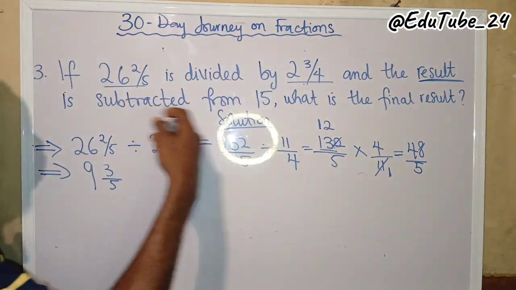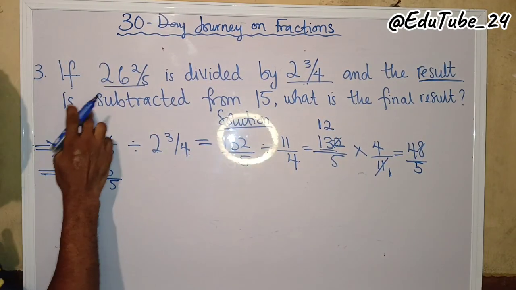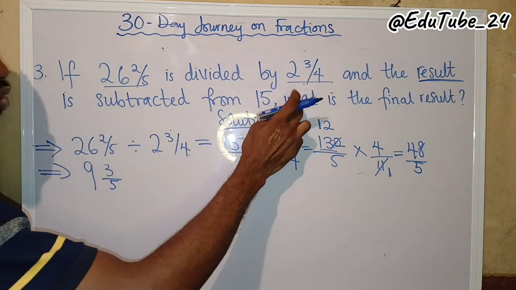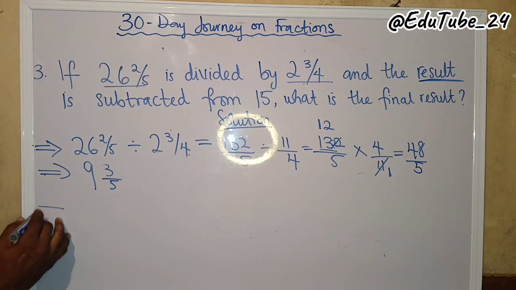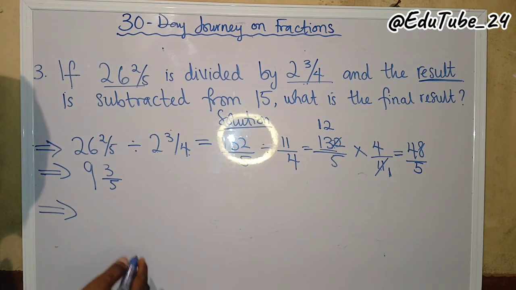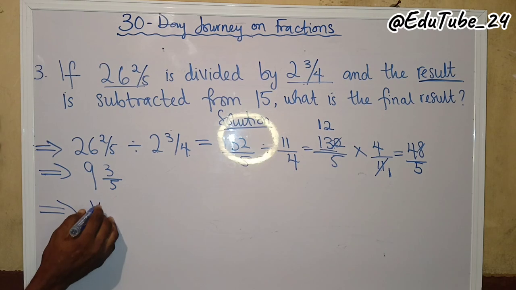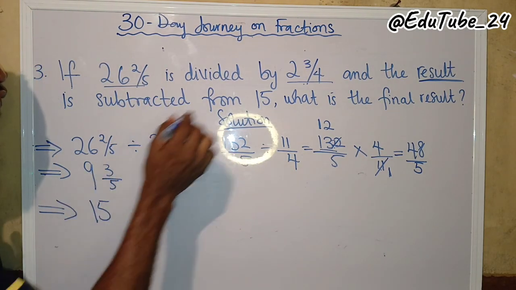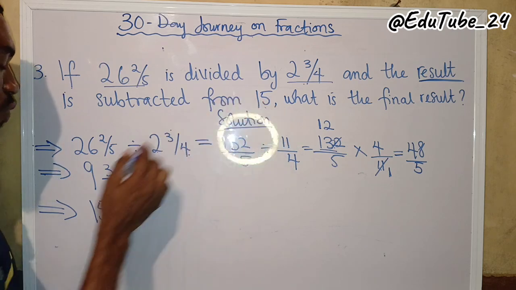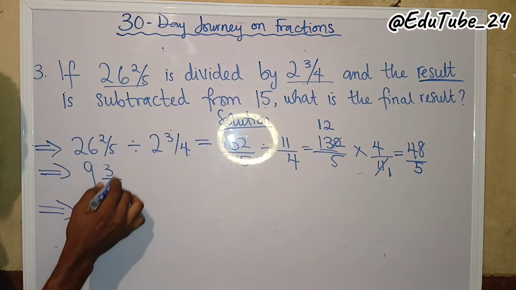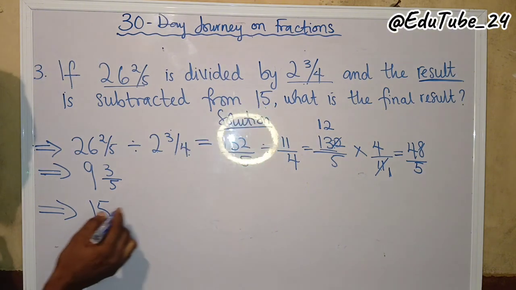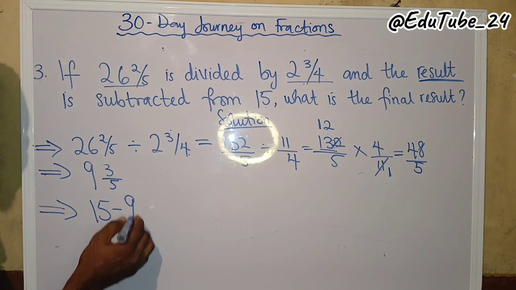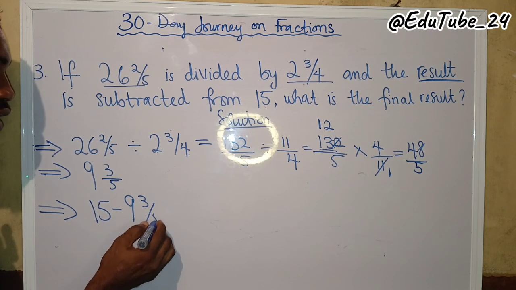Now let's proceed on with the question, which says, and the result is subtracted from 15. That is, this result is subtracted from 15. What does that mean? So we are going to draw a new arrow for the new line. 15 subtracted from means that we are taking away this result from 15. We are taking away this result, 9 whole number 3 over 5, from 15. So that means 15 will precede. So 15 minus 9 whole number 3 over 5.